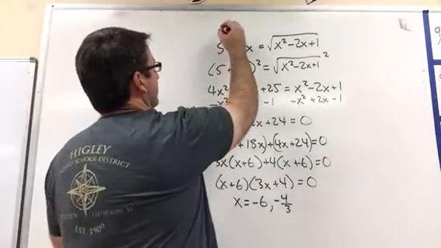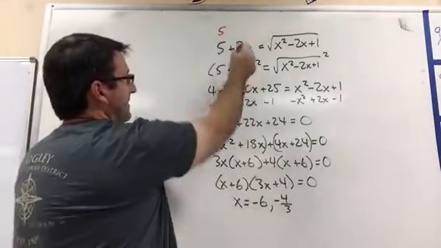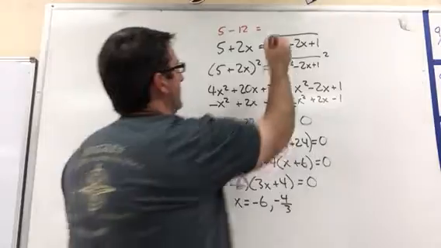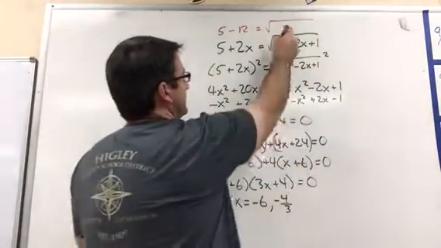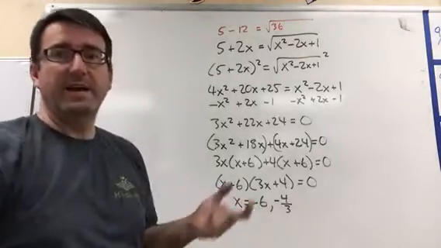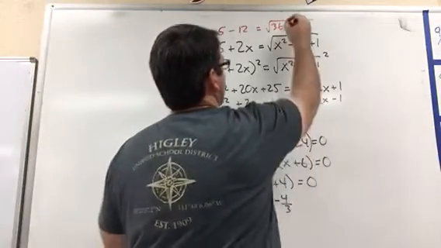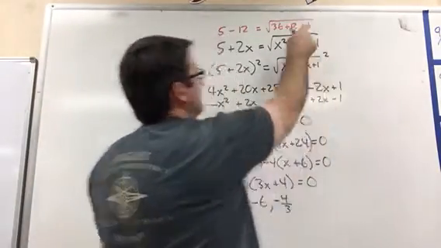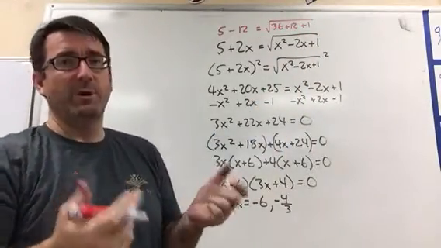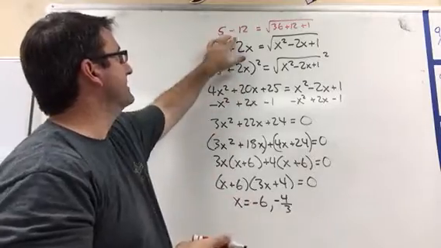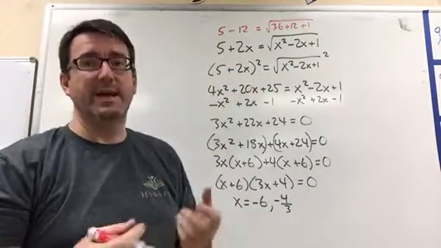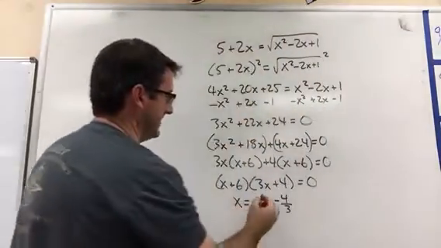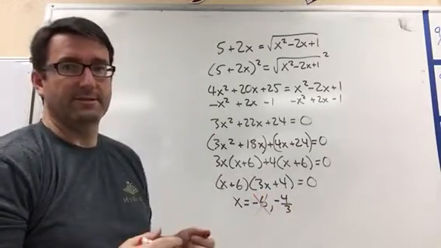So if we plug in negative 6 here, we get 5. Negative 6 times 2 is negative 12. So 5 minus 12 on one side. On the other side, we get the square root of negative 6 squared is 36. Negative 2 times negative 6 is positive 12. So plus 12. And then plus 1. So 36 plus 12 is 48, plus 1 is 49. The square root of that is 7. But notice that the other side of this equation is 5 minus 12, which is negative 7. So that is not a solution. We're going to reject this negative 6 as a solution.